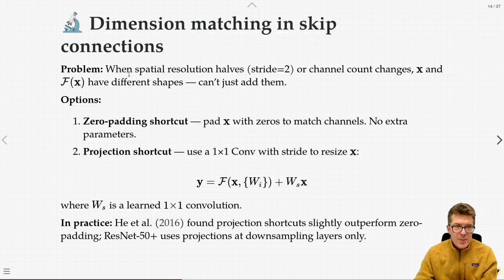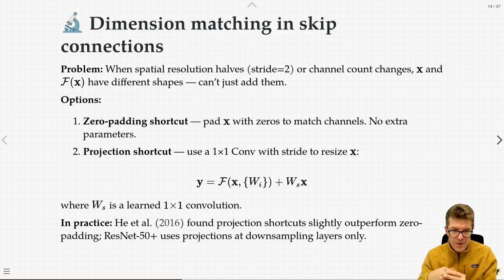This is under the hood, certainly, but this is just for implementation's sake. And again, maybe if you get into graduate school or into machine learning science, this might come up again. When your spatial resolution halves, we talked last time about stride, where you jump over the image with your kernel, or if the channel count changes in some other way, x and the residual F of x will have different shapes, so you can't just add them together. You can't just do arithmetic like that. You know that you can't add vectors of different sizes to each other.